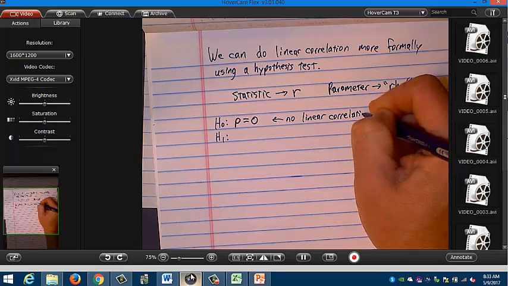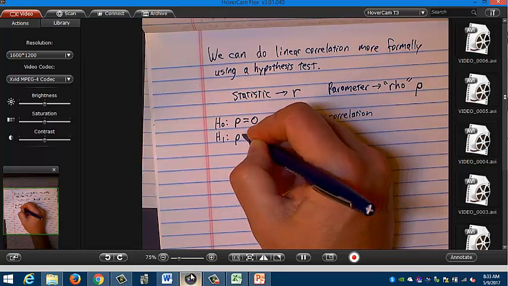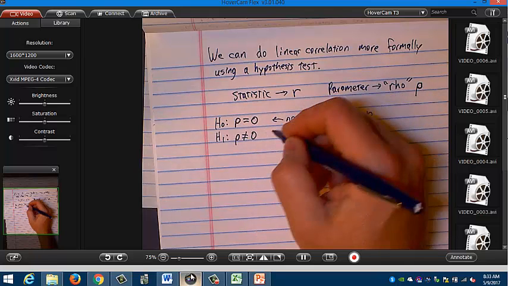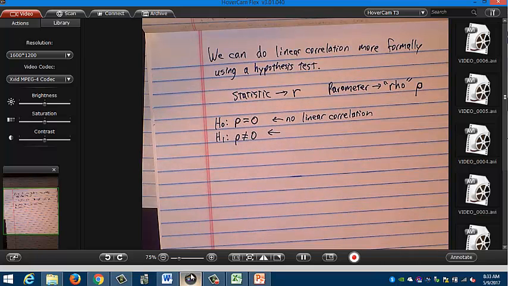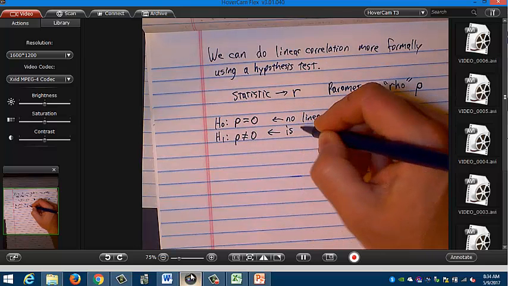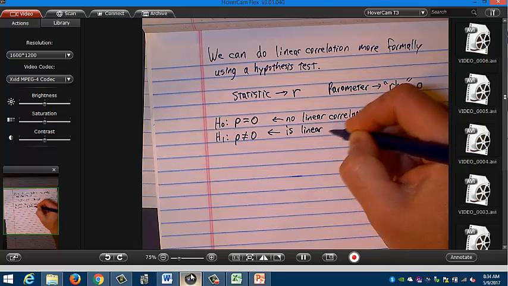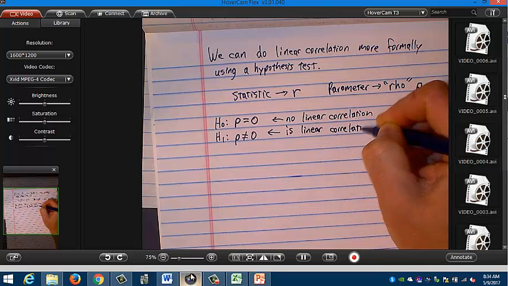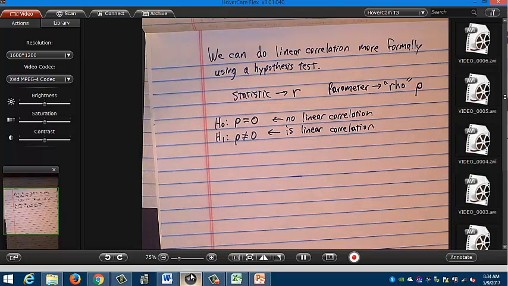And the alternative is rho does not equal 0, so this is going to be a two-tailed test the way I'm doing it. This would mean that there is a linear correlation. But here's the thing, guys. We don't want to use the linear regression line unless we're reasonably sure that there's a linear correlation. You can't be perfectly sure, but we want to be pretty confident. That's what's really going on here.